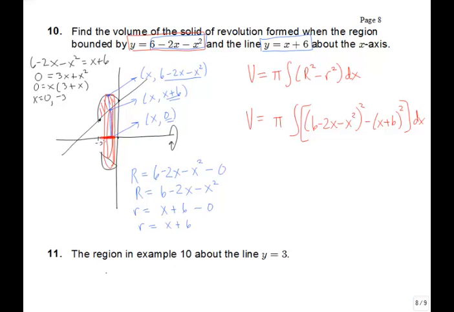So my bounds are going to be from -3 on the left up to 0 on the right. Now, to FOIL this all out and actually solve this integral is certainly doable, but it's very tedious to do. So to save some time here, I'm going to tell you what the answer is. It's 243 pi over 5. That's the final volume.